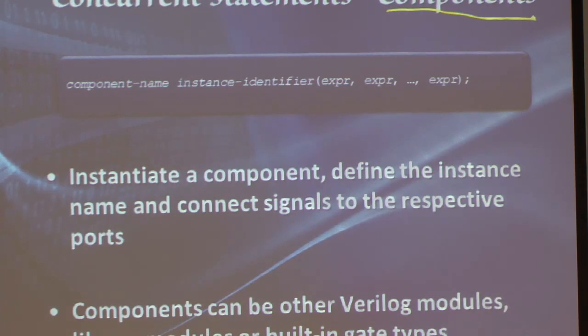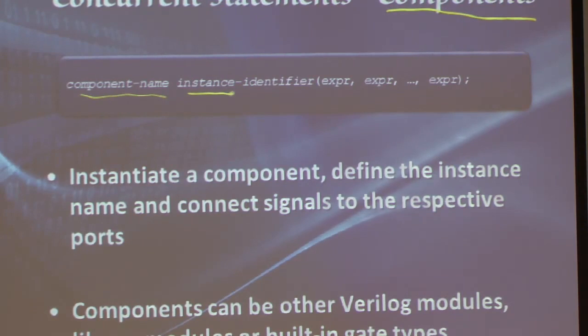Take either a gate or a black box, put it in your schematic. That's what we call instantiating this component. Now, there's a very formal syntax to how you go about doing this. You will put the component name here, whether it's an AND gate, or if it's one of the modules that you wrote, you will write the module name here.